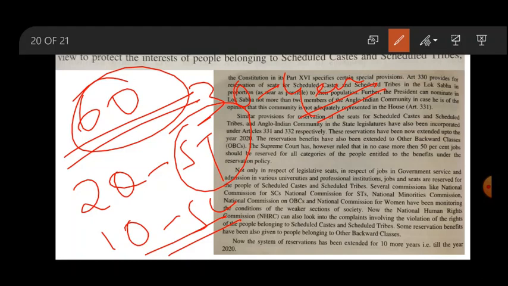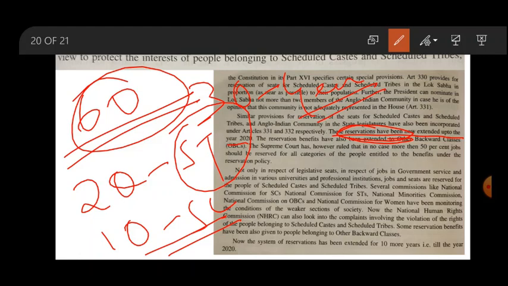This reservation had been extended up to the year 2020. Recently there have been discussions in the parliament. This reservation was supposed to be till 2020, but it has been extended for the next 10 or 15 years. So this reservation process still works.